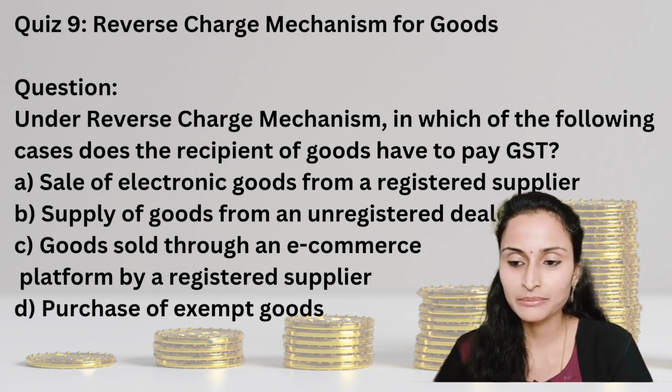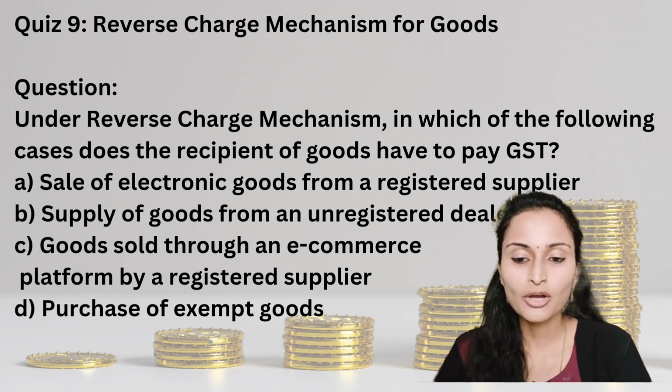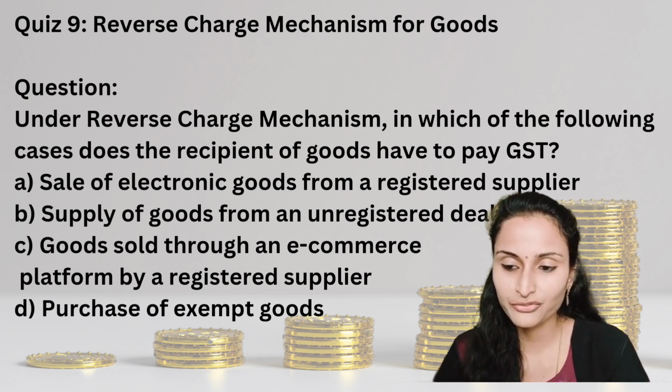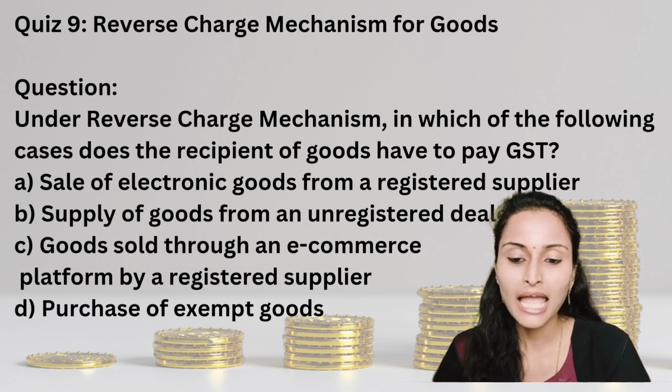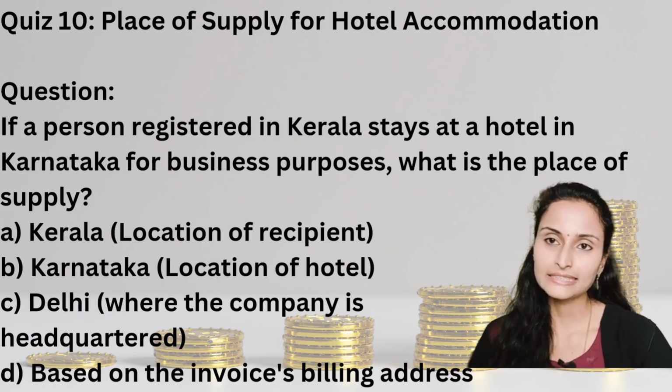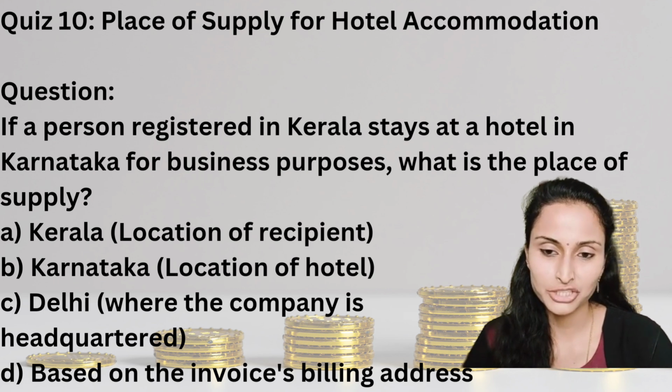Next, we move on to the ninth question. Under RCM, in which of the following cases does the recipient of goods have to pay GST? The options are A. sale of electronic goods from a registered supplier, B. supply of goods from an unregistered dealer, C. goods sold through an e-commerce platform by a registered supplier, and D. purchase of exempt goods.